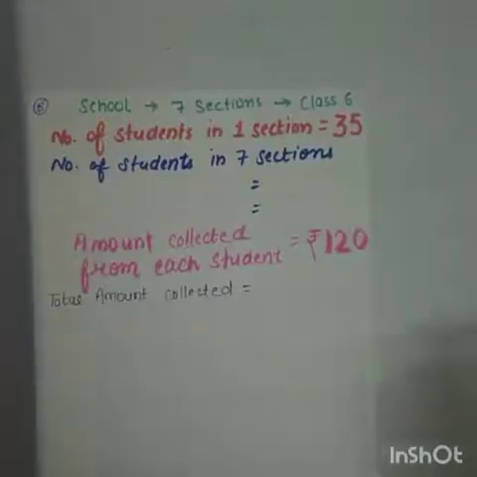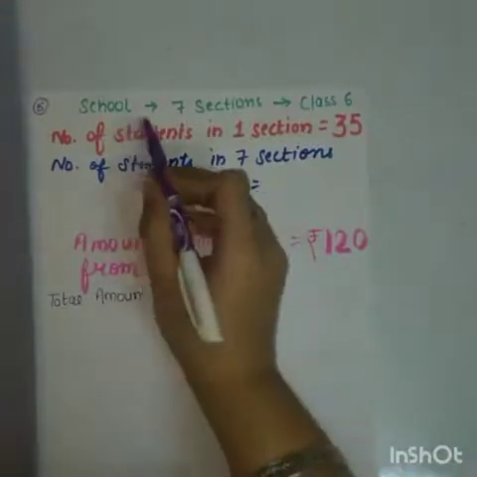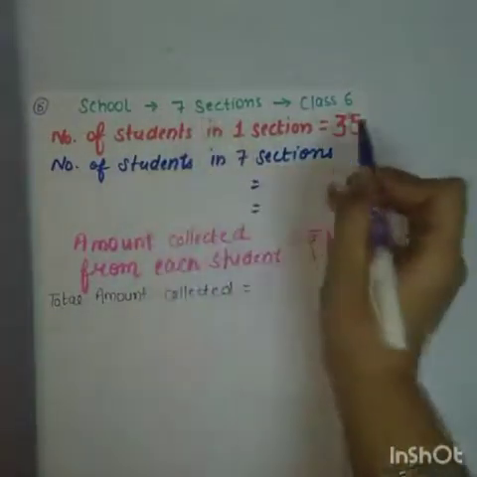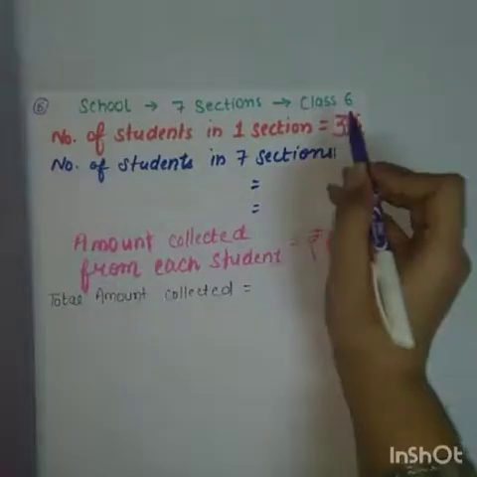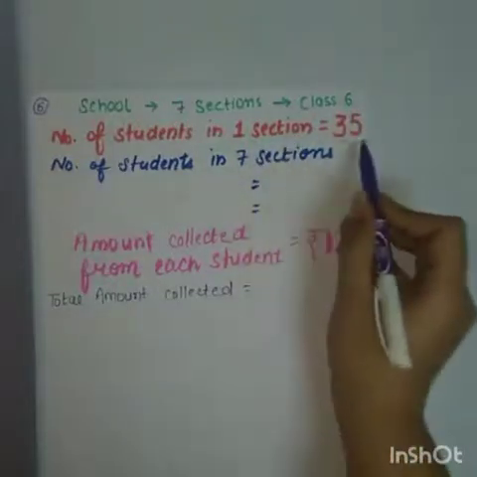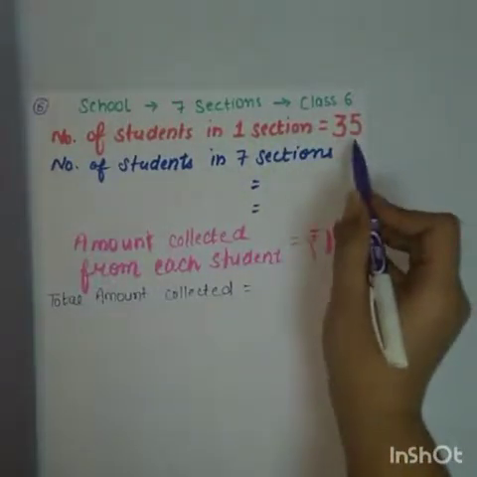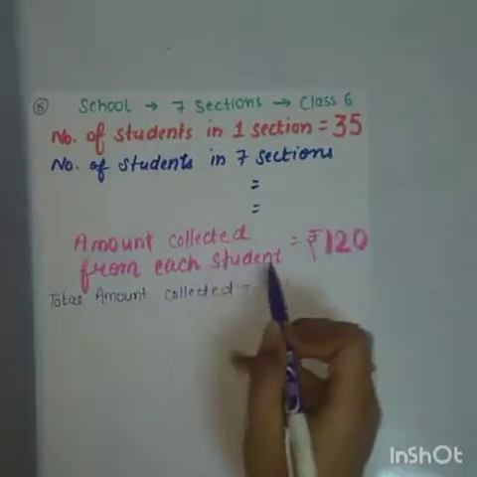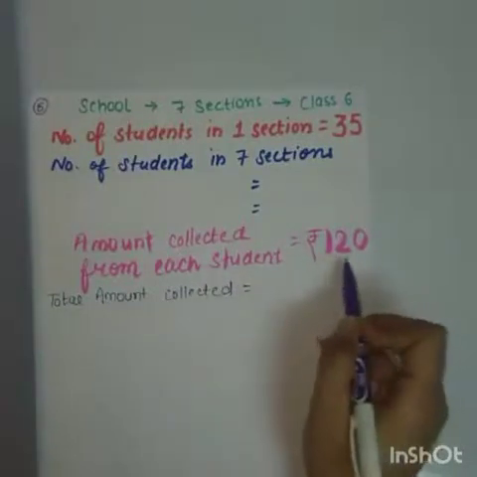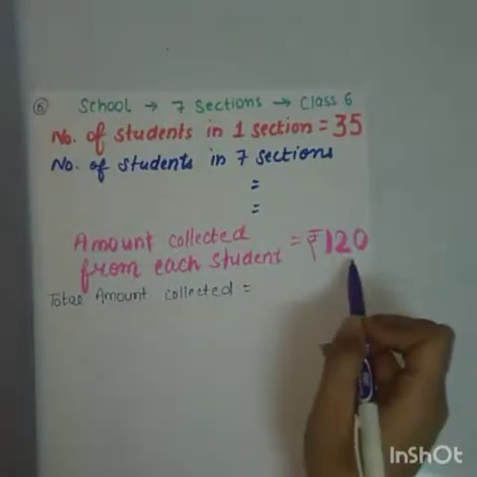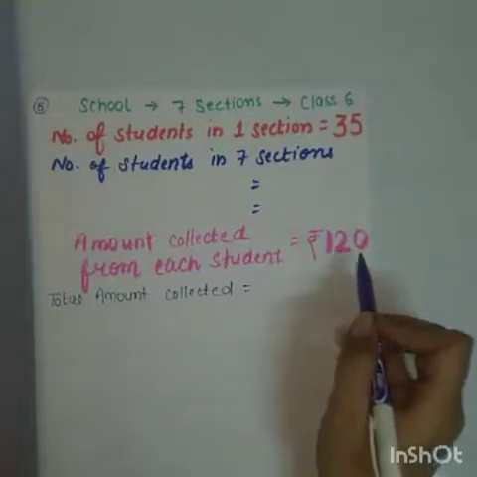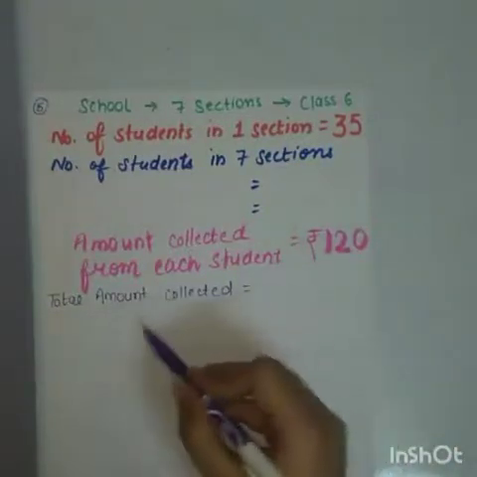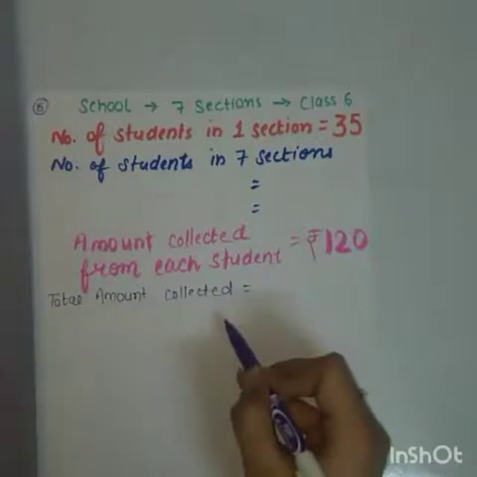Next question is, in a school there are 7 sections in class 6th. In every section there are 35 students. Each student donated rupees 120 towards flood relief fund. What is the total amount collected from the students for donation?